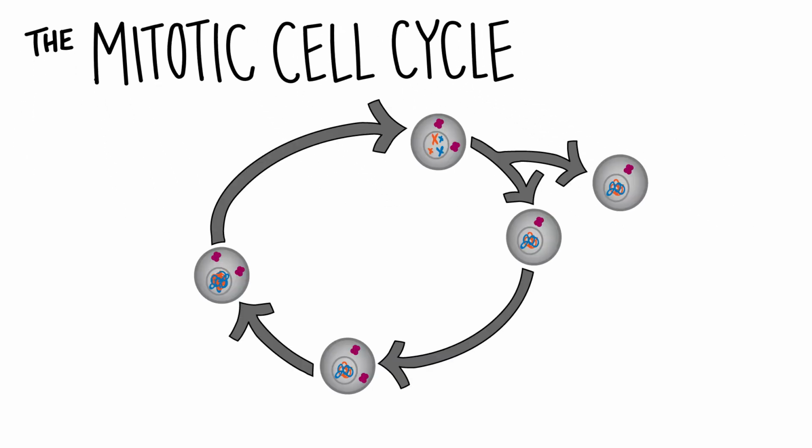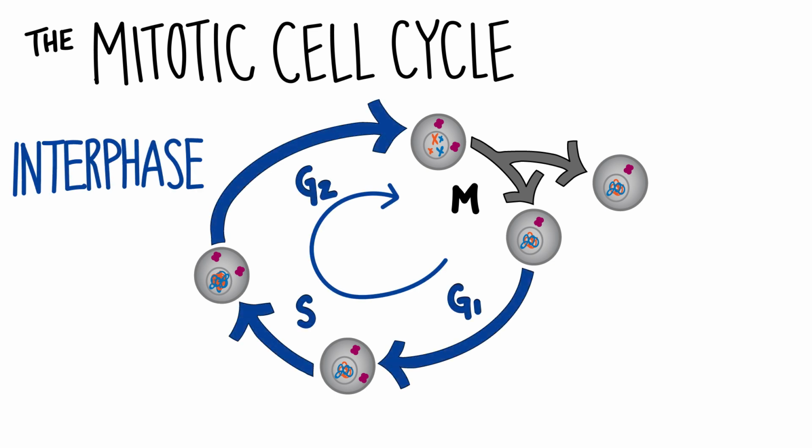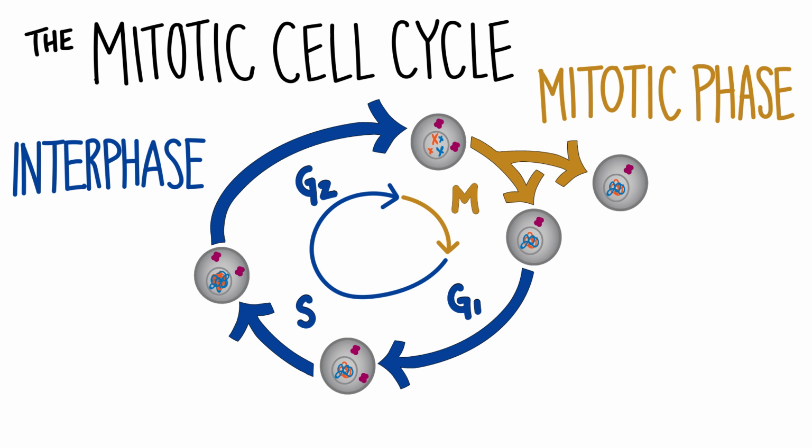How exactly does the cell cycle enable DNA replication and cell division to produce more cells? We divide the cell cycle into 4 main phases: G1, S, G2, and M. We group these phases into 2 more general phases: interphase, during which the cell prepares for cell division, and the mitotic phase, when cell division occurs.